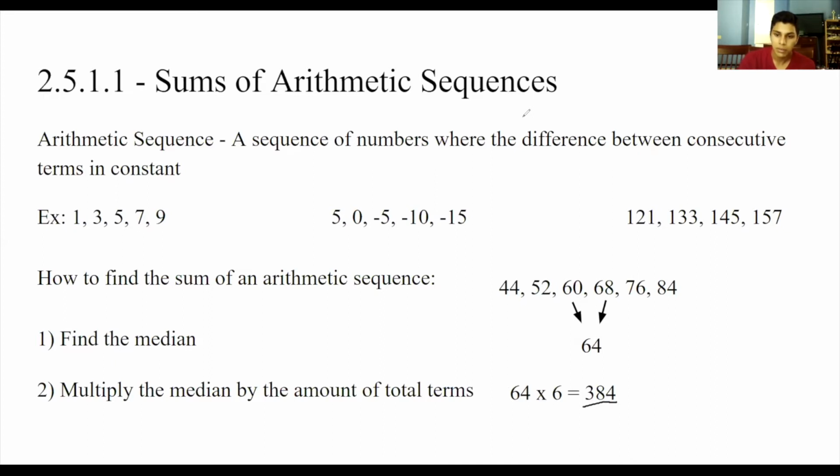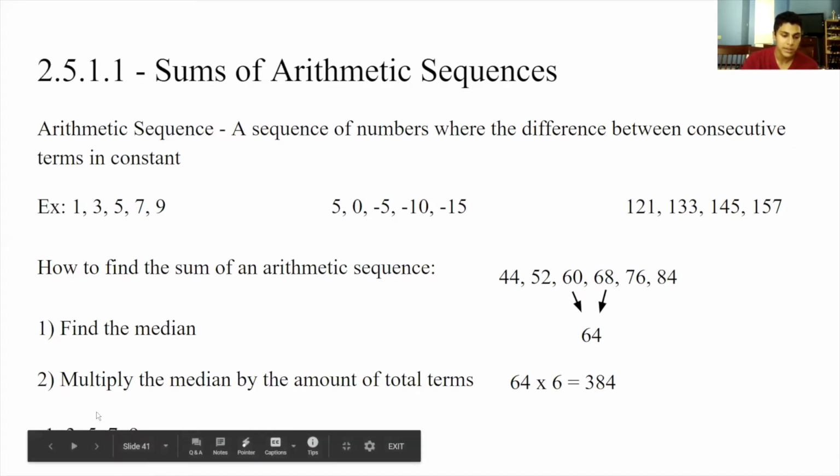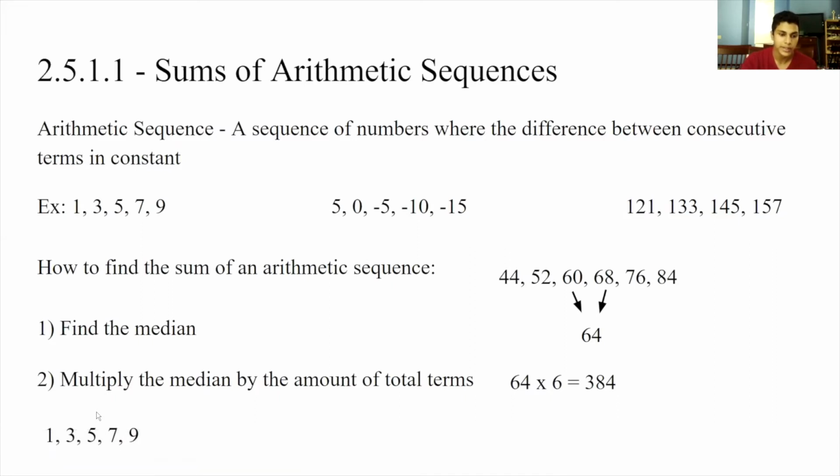Now, to explain why this works, because it might be a little bit easier to understand or remember this formula when you're talking about why it works. So I have this arithmetic sequence here to explain why this works. It's 1, 3, 5, 7, 9. So to understand why it works, we need to think about exactly what an arithmetic sequence means. Well, it means that the difference between terms is constant, or specifically, you add the same number from each term to the next.